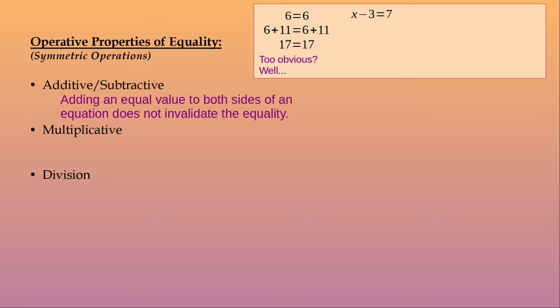This is x minus 3 equals 7. So we want to know what x is, and this equation is easy enough that we could guess it, but we want to know how we could do it with actual operations. So x is currently being reduced by 3. That's that minus 3 that's on there. And we want to undo subtraction by 3.